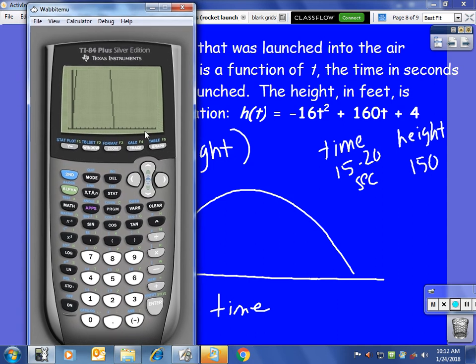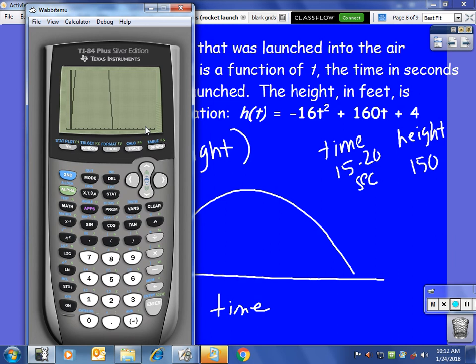And look at my time. Did I put in more than enough time? Yeah, it didn't take quite that long. So I'm going to back up my time to 15 seconds. You don't have to, but I just like my picture to look nice. And my y maximum of 150 was not nearly high enough.